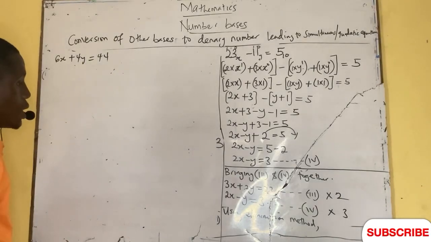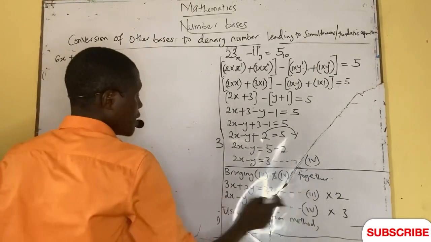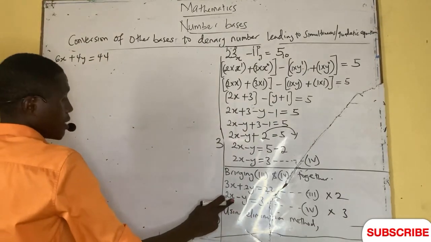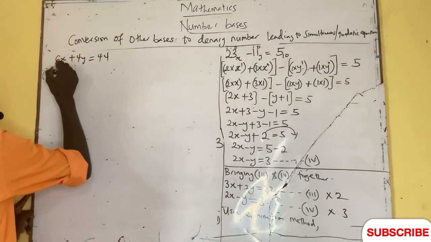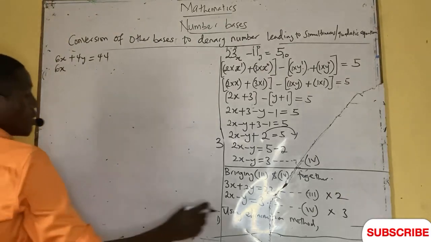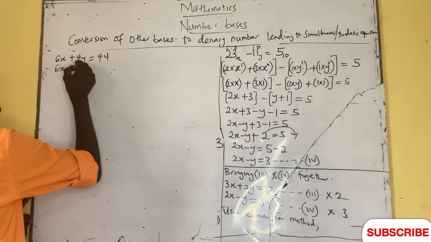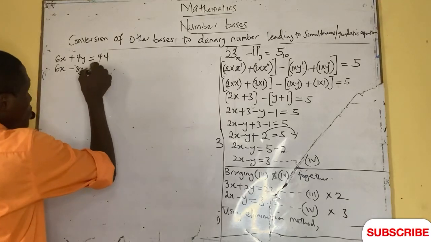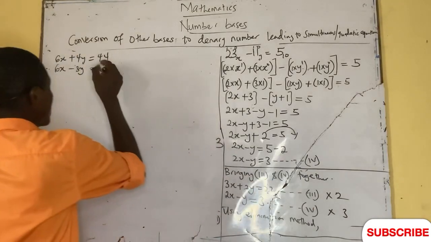The next one is 3 times 2x. Please look at this. 3 times 2x, we have 6x as well. 3 times minus y, we have minus 3y. Equal to 3 times 3, you have 9.